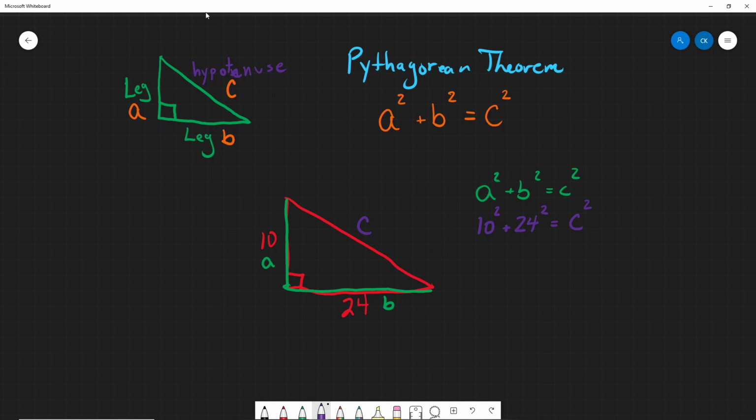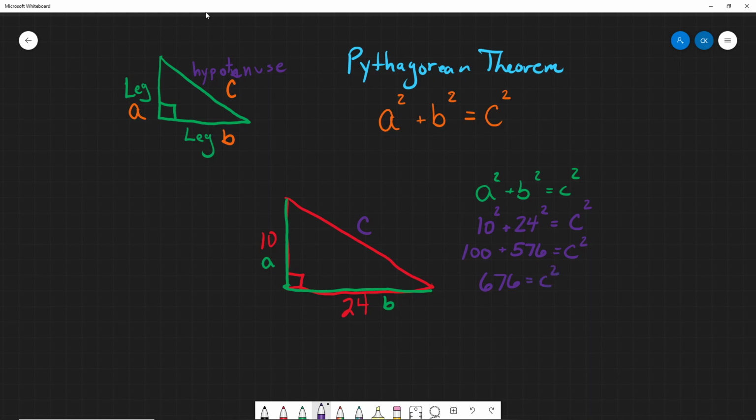Now I'm just going to go and solve this. I know that 10 squared is 100. 24 squared, if you don't know it, we can put it into the calculator, but that's going to be 576. And C squared, I can't really do anything with it, so I leave it as C squared. I then add these two together, 100 plus 576. That's going to be 676.